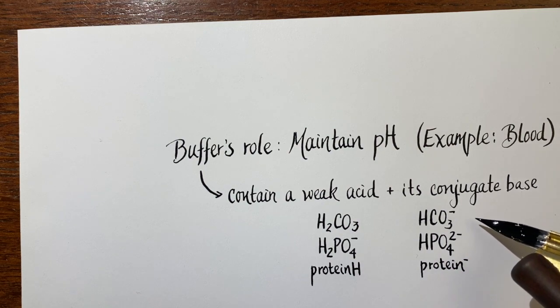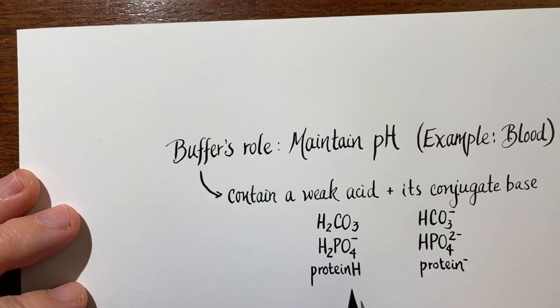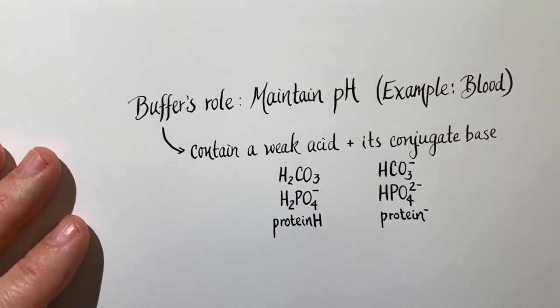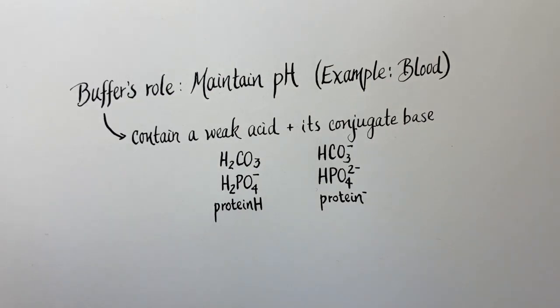So within blood, a combination of all three of these buffer systems allows us to maintain the pH of our blood naturally right around 7.4. Okay, so all these together. I can move this up a little bit. Okay, and that is so important for our health and our well-being.